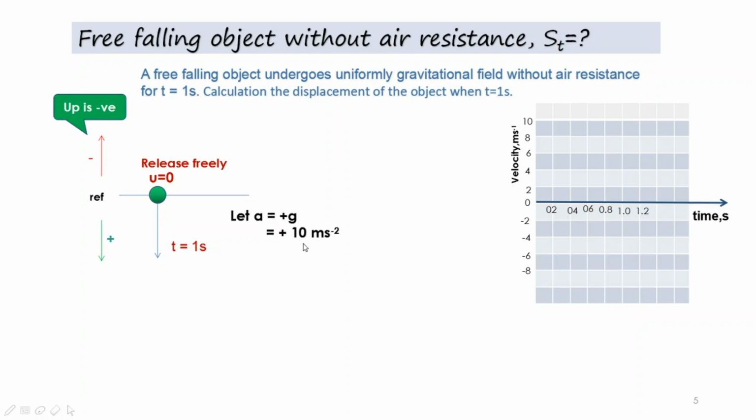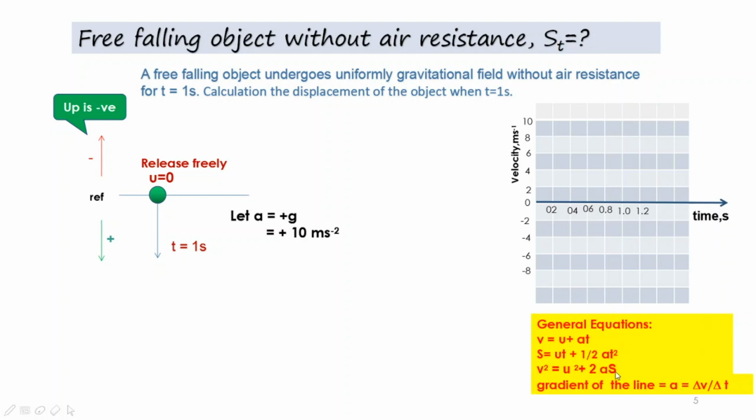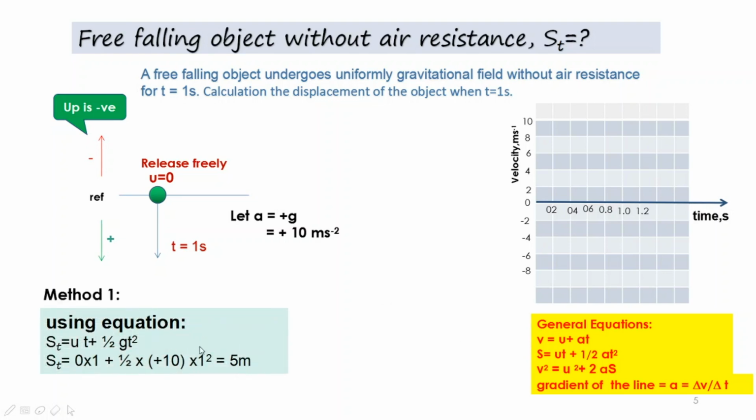At the bottom of the right-hand corner, there are some general equations for you to use for these questions. Method 1, we use the equation s equal to ut plus half of g t squared. Initial velocity u equal to 0 because the object is freely released. As the parameters given, the displacement at time equal to 1 second is equal to 5 meters.